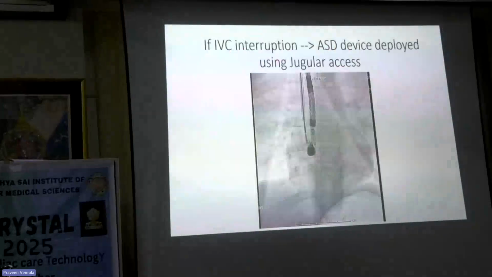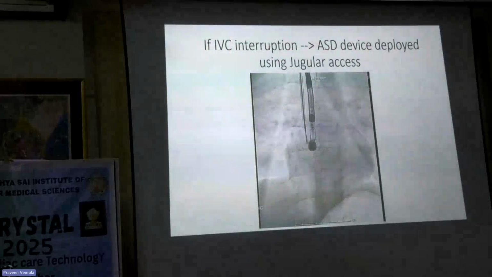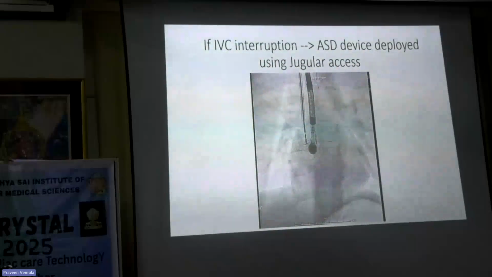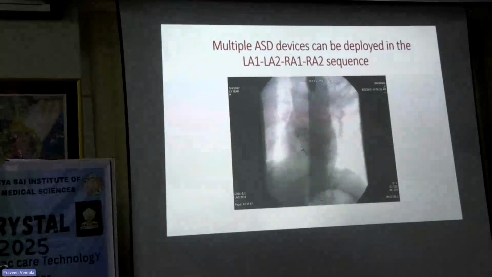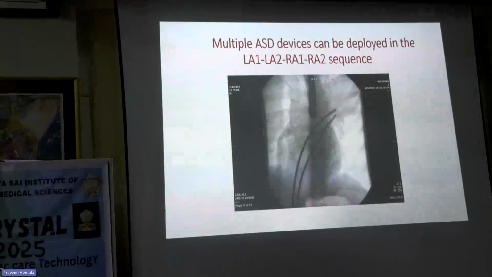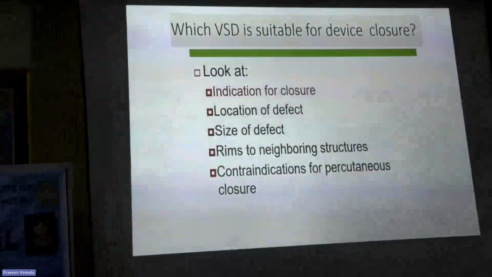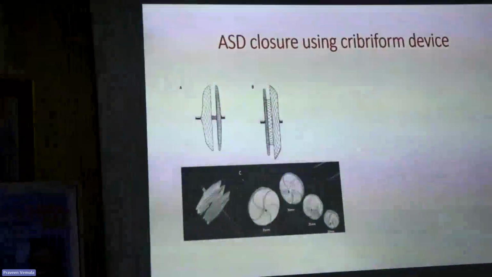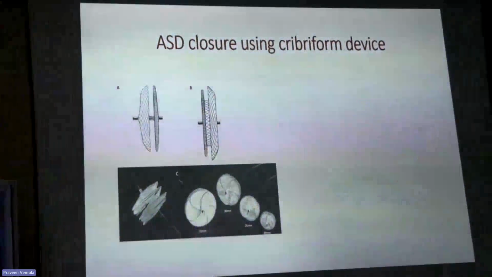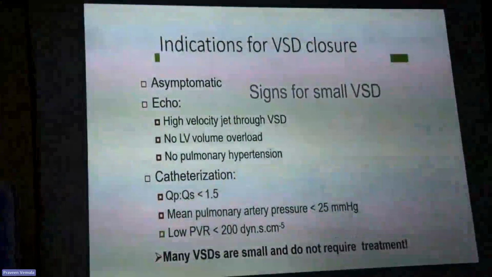If there's an interruption in the IVC, how would you do? You can actually do an ASD device from the neck. We have done this double ASD device. You can put two ASD devices with the same route. So these have been done. You can do multiple devices with what is called a cribriform device. At least know the names of these procedures, of these devices. It's called a cribriform device. VSD can also be done.